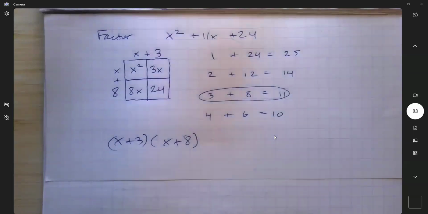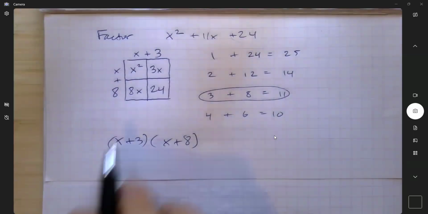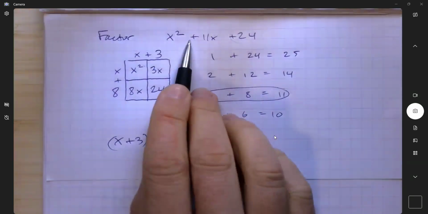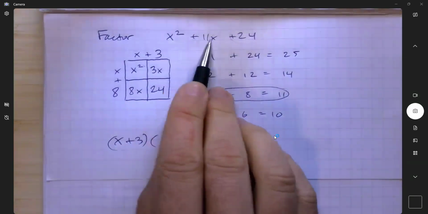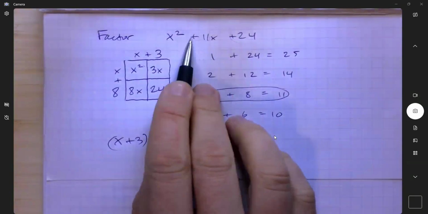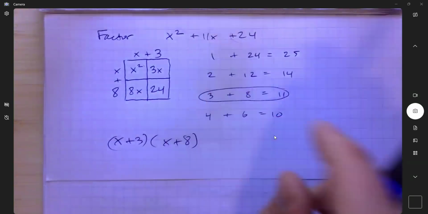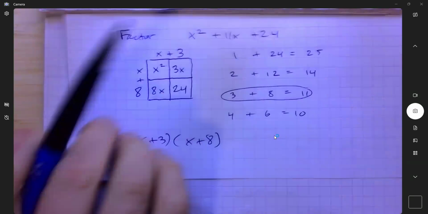And that's how you use the box method in reverse to figure out your factors. Now, I can change a couple things. I could change that, instead of being a positive 11x, I could make it a negative 11x. Instead of a positive 24, I could make it negative. So I'm going to show you examples where either the constant term or the coefficient on the x are negative.